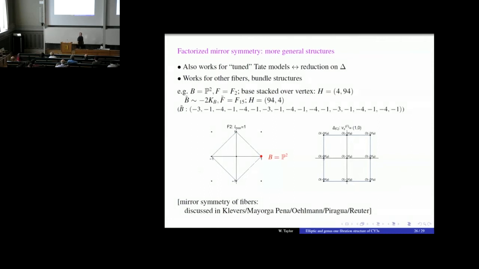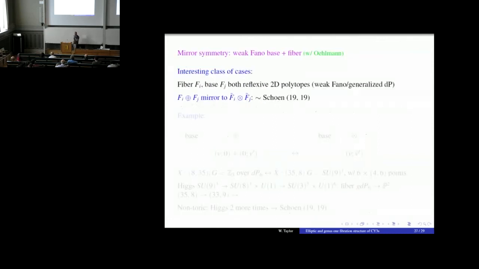Let me briefly mention a very beautiful set of examples that we're studying with Paul Ullman, who will be a postdoc here starting this fall. We're looking at an interesting class of cases where both the fiber and the base are reflexive 2D polytopes. So they're generalized Del Pezzos or weak Fano varieties. So in this case, the one that we get if we consider the fiber stacked up over the middle point, which I'll denote by O+, is mirror to the one where we get the mirror fiber stacked up over all points on the mirror base.